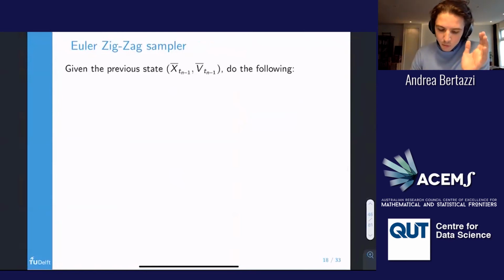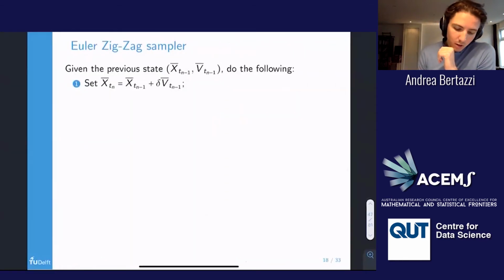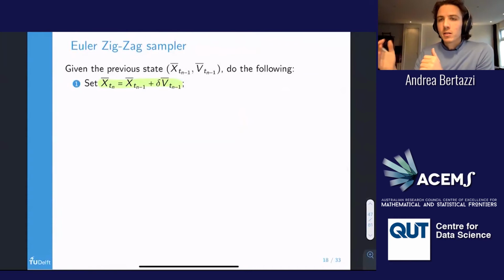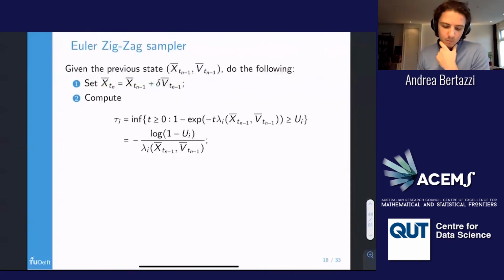And in particular, let's see what this means for the zigzag sampler, and how we can build an Euler zigzag sampler, an approximation of the zigzag sampler, following these ideas. First of all, we will move deterministically with the velocity that we have at the beginning of the time step, and we will immediately obtain the position at the next time step. This is because the random event does not affect the position. It's just a flip of one of the components of the velocity.